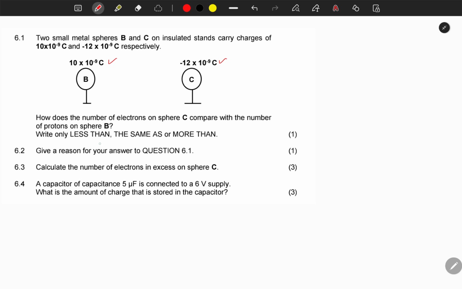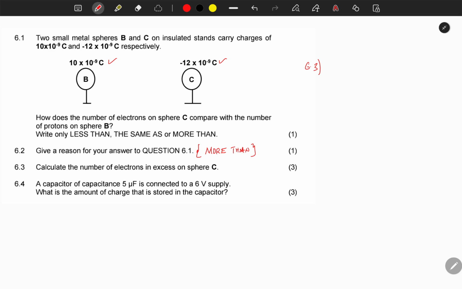Write only less than, the same as, or more than. Take note that the sphere here is negatively charged, but here it's positively charged. So for this question, the answer is just more than. And here's the reason for you. The reason is that this one is negative charge.